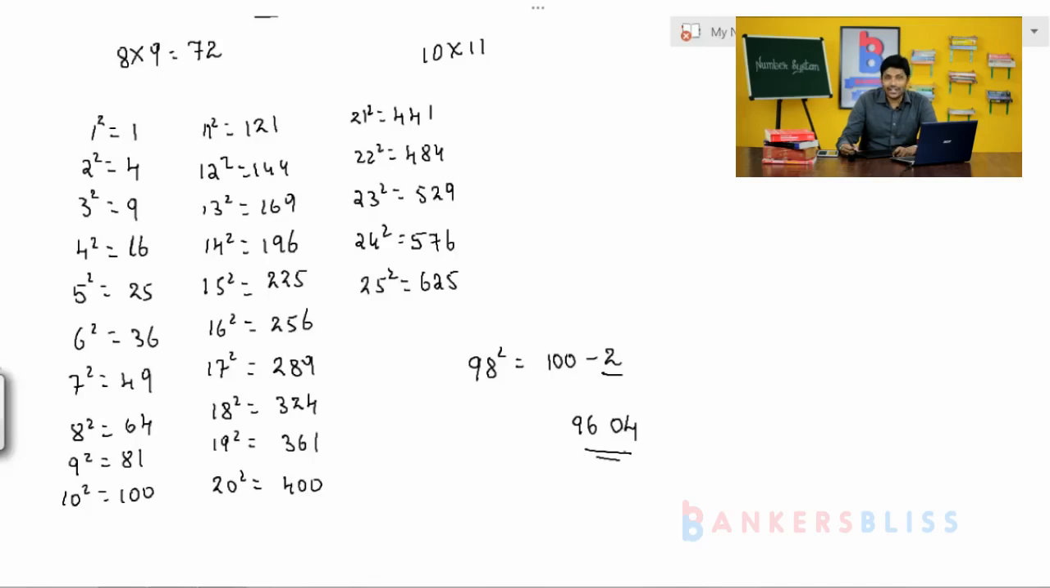Okay, the answer is 9604. Next, let me take one more number, 95 square. This can be written as 100 minus 5. So 5 square is 25. Next, 5 into 2 is 10, 100 minus 10 is 90. So 9025. See how easy it is to calculate.